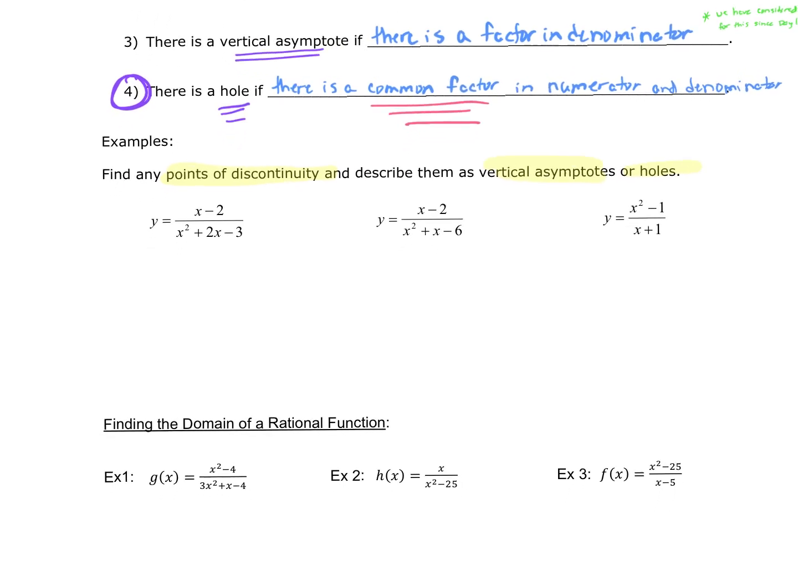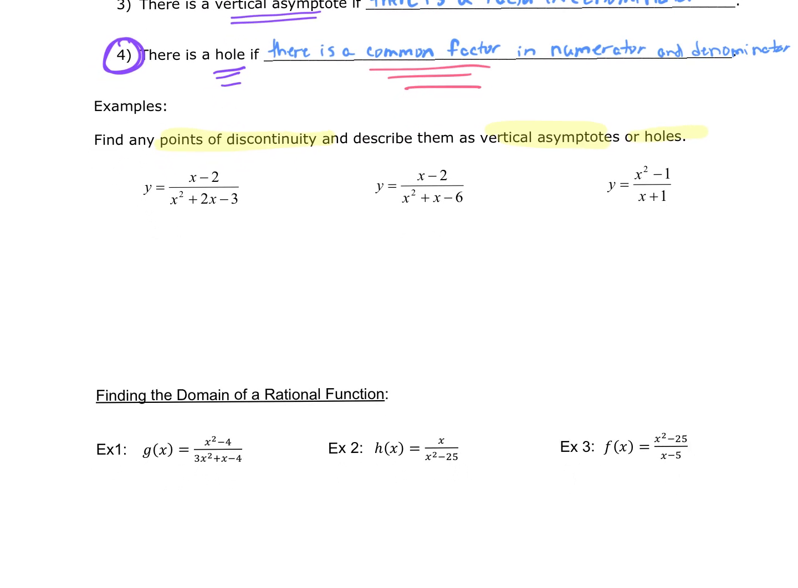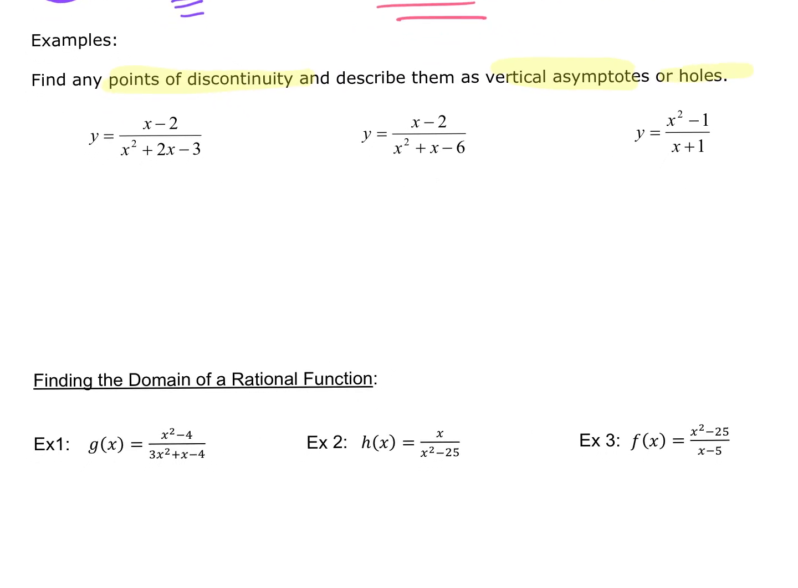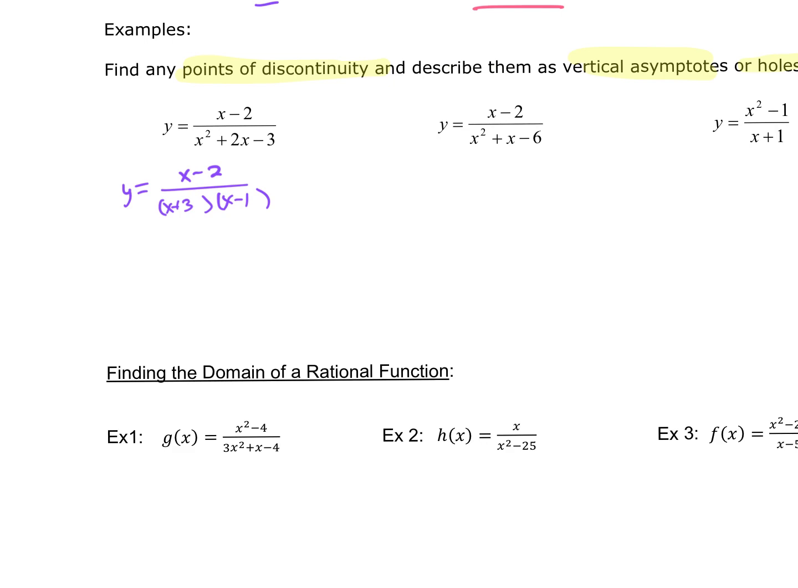The directions will probably say something like, find points of discontinuity, describe them as either vertical asymptotes or holes. The process to begin with is exactly the same because we are going to have to factor. Our numerator is already factored, but our denominator we've got to factor, and that's going to factor into x plus 3 and x minus 1. So that's our function there. There are no common factors, so we do not have any holes.